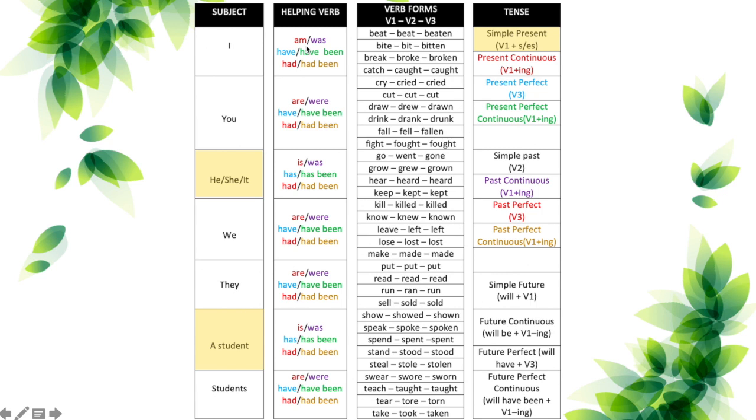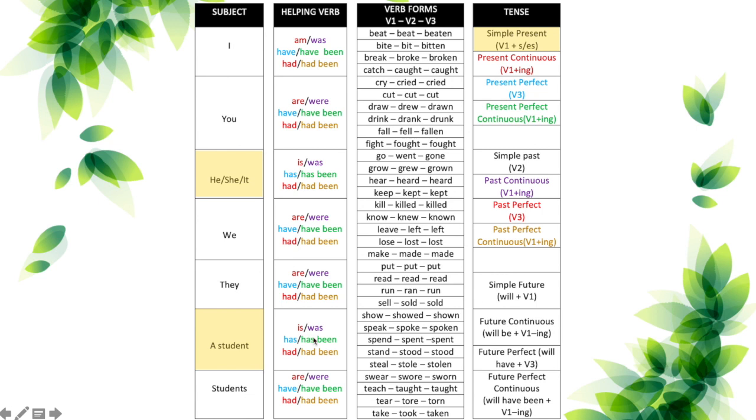So I am, and what does the formula say? The formula says it is V1 plus ing. So if I take the word break, it is V1 is break itself. So break plus ing is breaking. So I am breaking. If I take the next subject, you, check the maroon color. We have to use a helping verb because this is still in maroon color. You have the color here, so you are breaking. He is breaking, she is breaking, we are breaking, they are breaking, a student is breaking, and students are breaking.